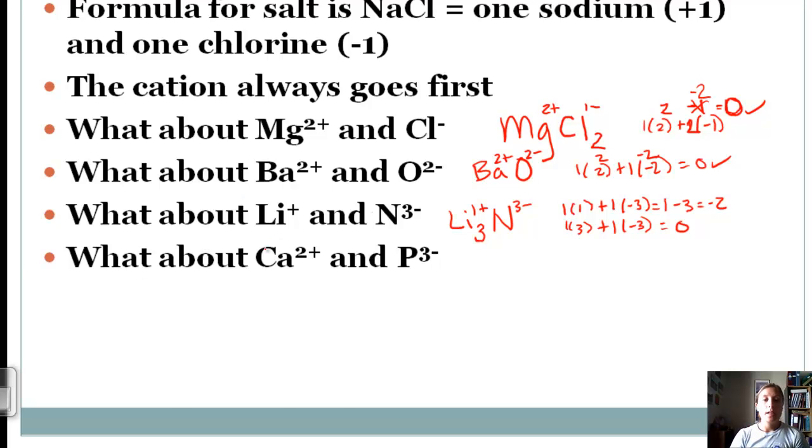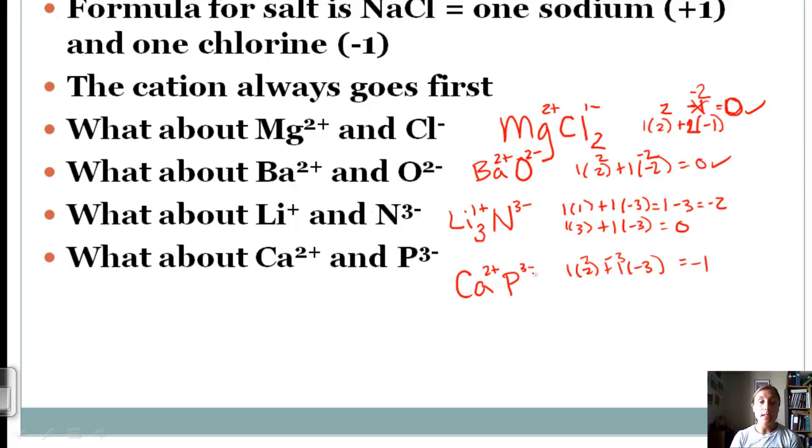Alright, let's try one more. So calcium is a +2 and phosphorus is a -3. So I have Ca2+, P3-. So as it is right now, I have 1 times 2 plus 1 times -3. So 2 minus 3 gives me -1. Well, in all these other examples, except for the barium and the oxygen because they were the same, one of my charges was a 1. I don't have that here.